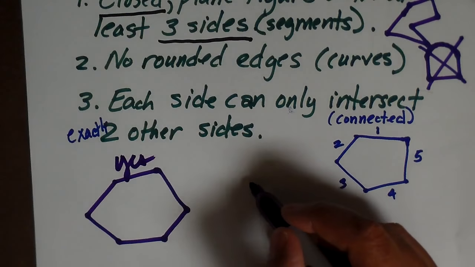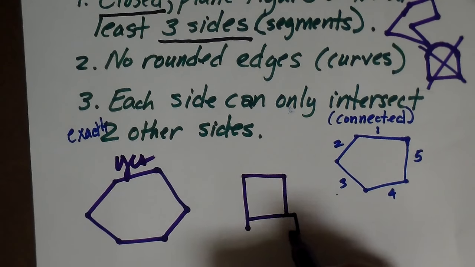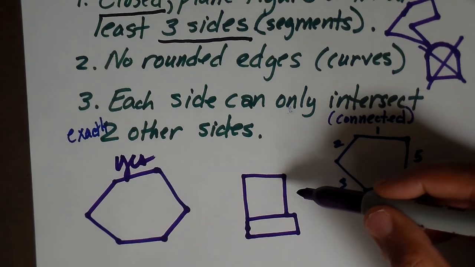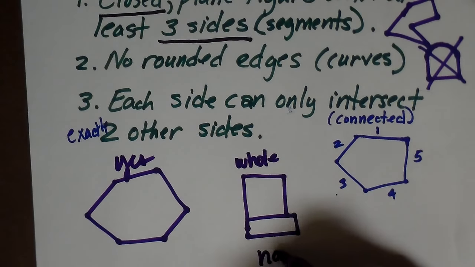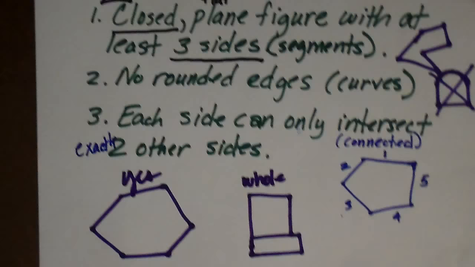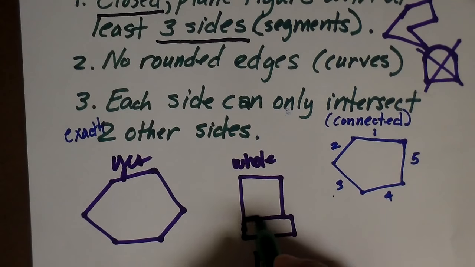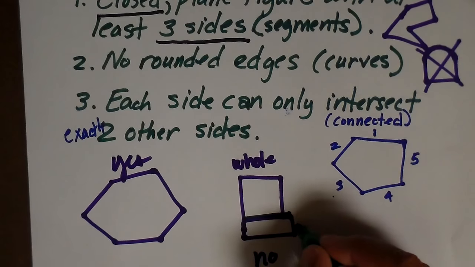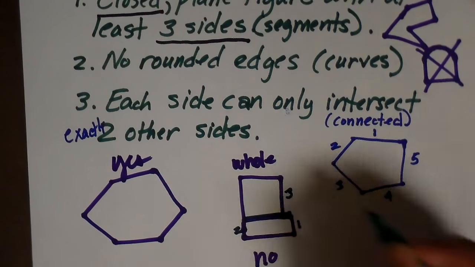Now, what if I gave you this one? Now, I'm talking about looking at this figure as a whole. If we look at this figure as a whole, the answer is no, this is not a polygon. Now, which portion of the definition does it fail? Well, the portion of the definition that it fails is that we have this side right here. And how many other sides does that side touch? It touches this side, it touches this side, and it touches this side.